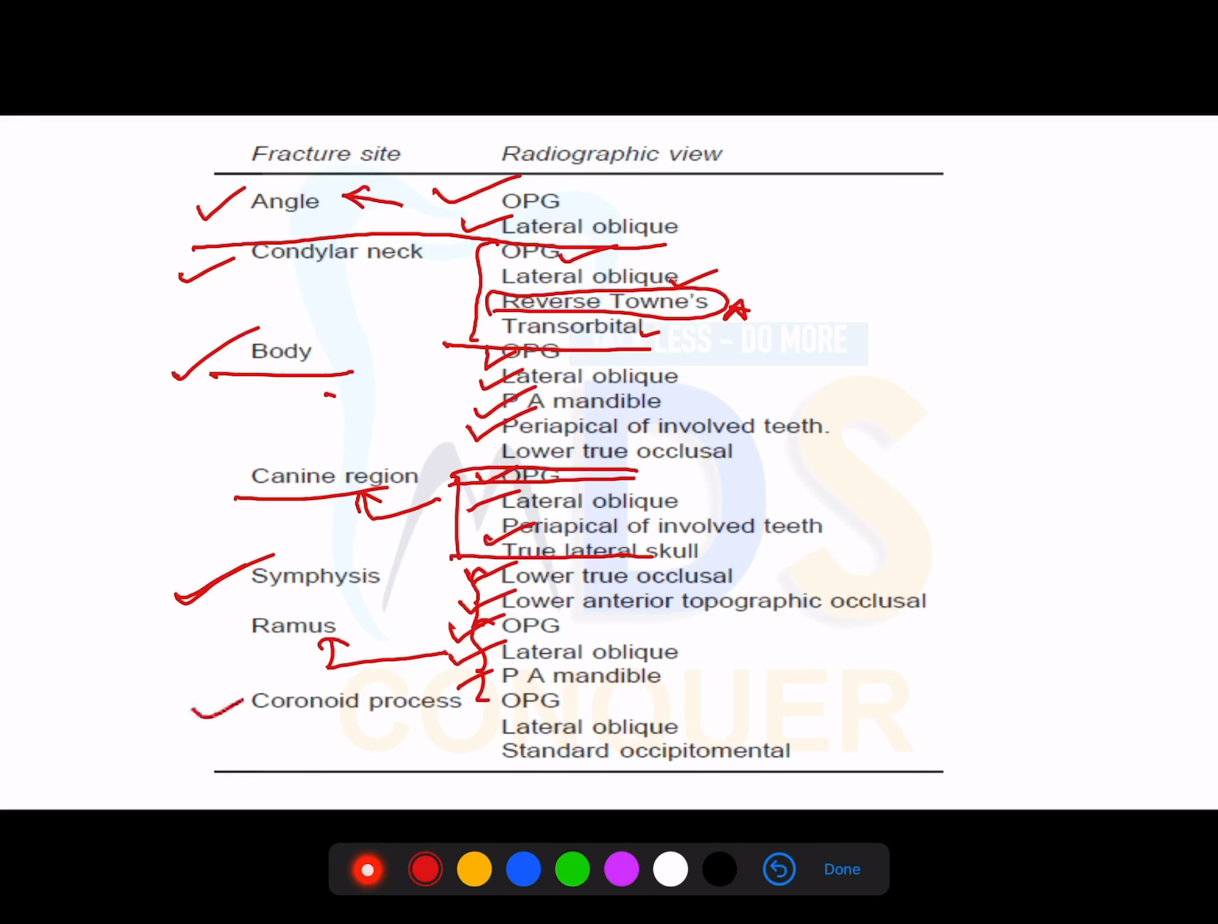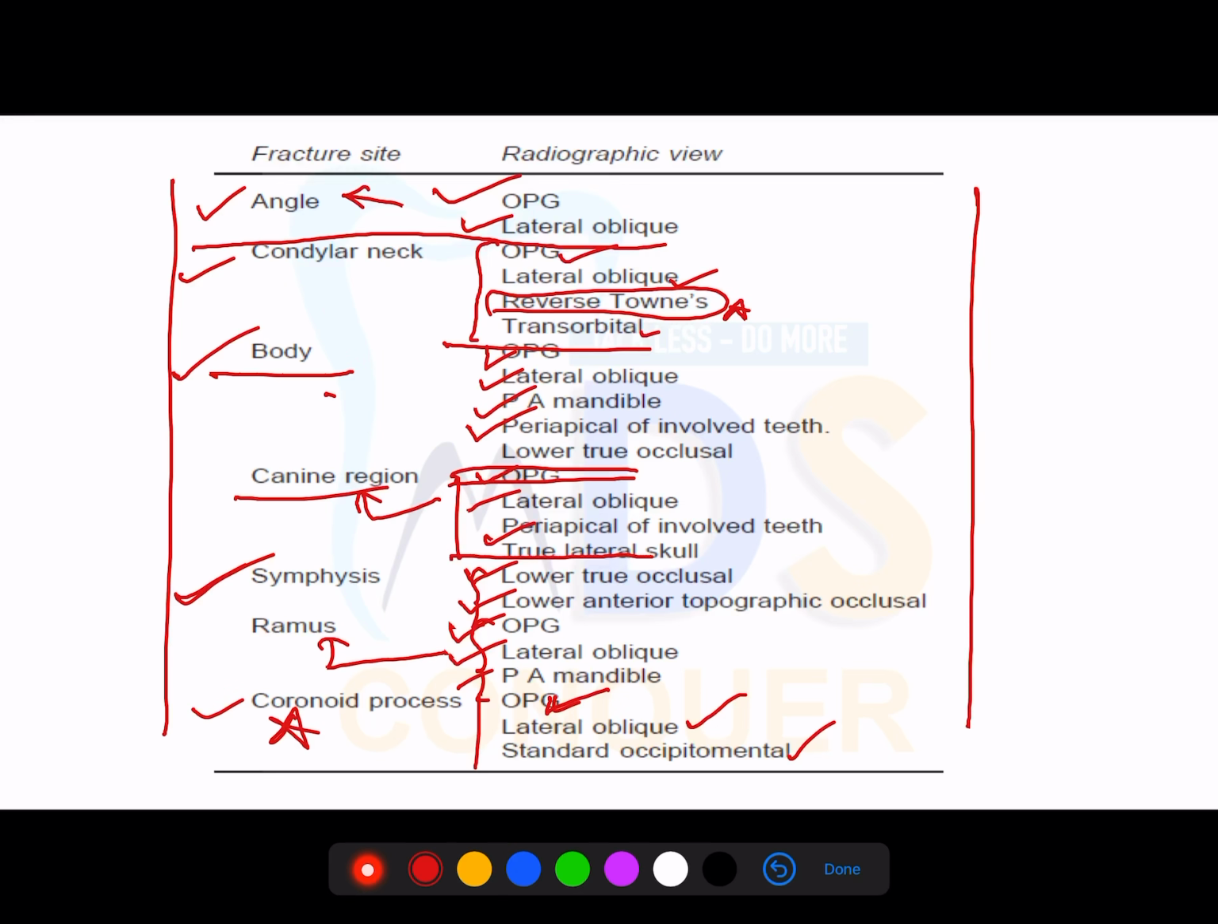And finally the coronoid process, which is very important. The coronoid process fracture site can be viewed by using OPG, lateral oblique and standard occipitomental view. So these are the fracture sites and these are the radiographic views which are useful in evaluation.